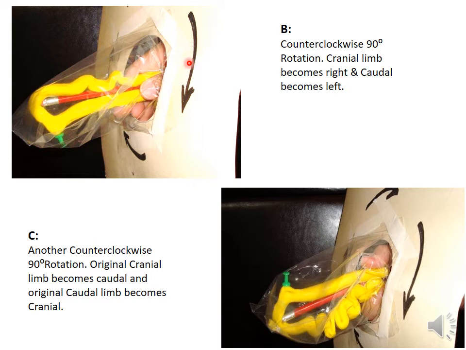This is the counterclockwise direction. The cranial limb, this is the cranial limb, comes to the right, and this is the caudal limb. Another counterclockwise rotation: the original cranial limb, which elongates at a rapid rate more than the caudal one. So here again, this is the original cranial limb, it becomes caudal, and the caudal limb becomes cranial. This is the site of the cecal part as a marker.